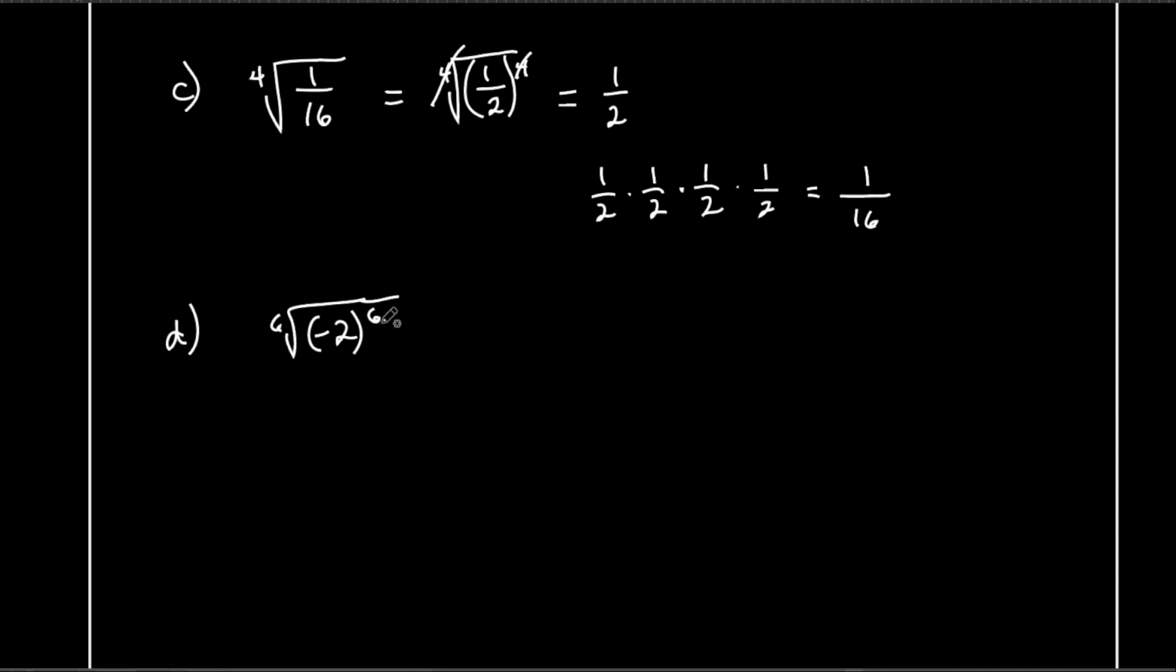But what can I do with this root and this exponent? That's the 6th root, and that's the 6th power. I can get rid of it, and what am I left with? I'm left with a -2. But the problem is, I can't take an even root and come out to a negative number.